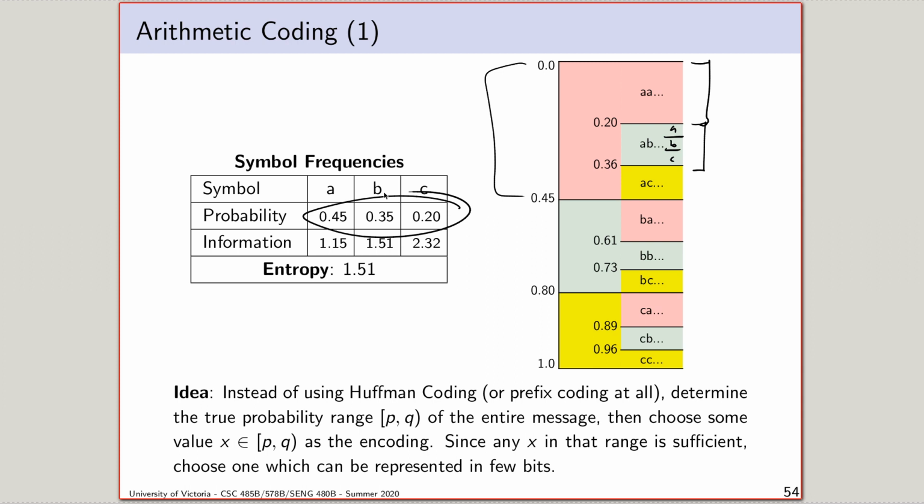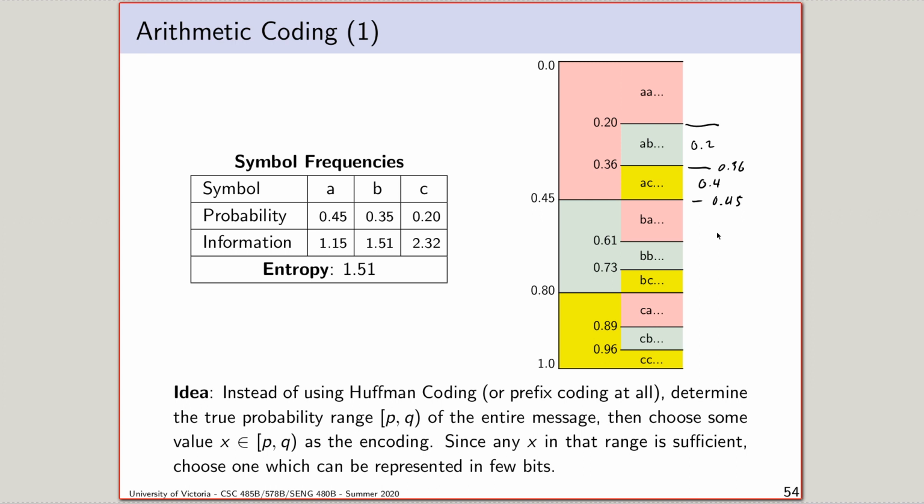So why not just do that? Like literally, why not just do that? I can work out the true probability range of AB. The strings beginning with AB are the values between 0.2 and 0.36. If I want to encode a 2-character message, and it begins and it's AB, I just figure out something inside this range to send you. I guess I would probably send you 0.2. If my message began with AC, and I know it's 2 characters long, I would say, wow, okay, the range 0.36 to 0.45. I would probably send you 0.4.